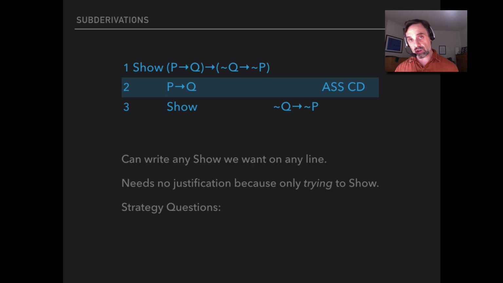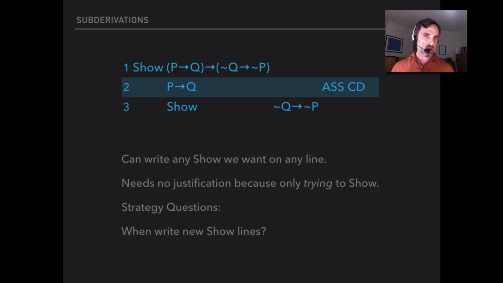And you can write any show line you want because it doesn't need any justification, because all you're saying is, I'm trying to show this, and that needs no justification. So you can have in your derivation as many show lines as you like, as it turns out. The first line has to be a show line, always, but then you always have the option of adding more show lines. So we're going to need to understand a little bit more how this works, and we're also going to want to pay attention to these strategy questions.